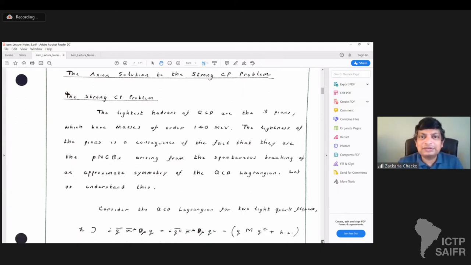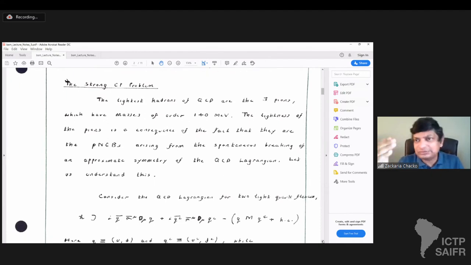Okay, so I'm going to begin in a kind of roundabout, indirect way. The lightest hadrons in QCD, as you know, are the three pions, which have masses of order 140 MeV. The lightness of the pions is a consequence of the fact that they are the pseudo-Nambu Goldstone bosons arising from the spontaneous breaking of approximate symmetries of the QCD Lagrangian. I think you must have studied this, but let me briefly review it.